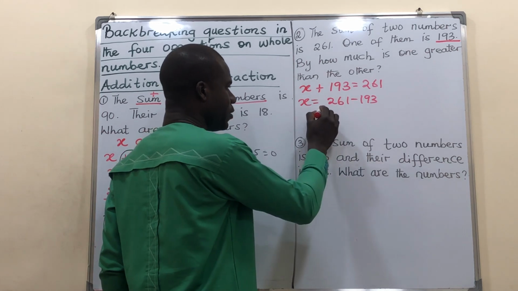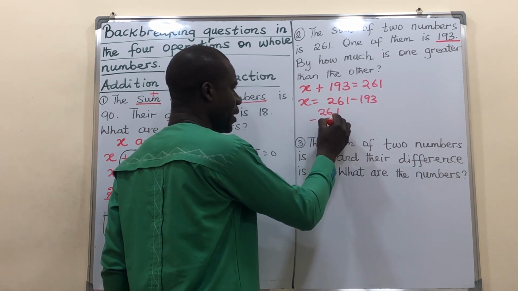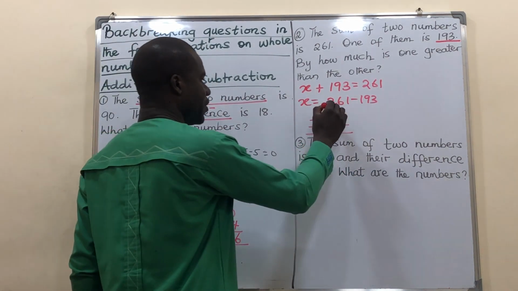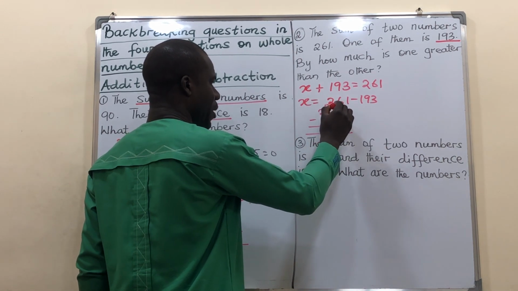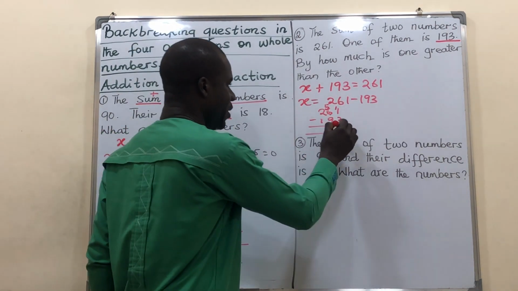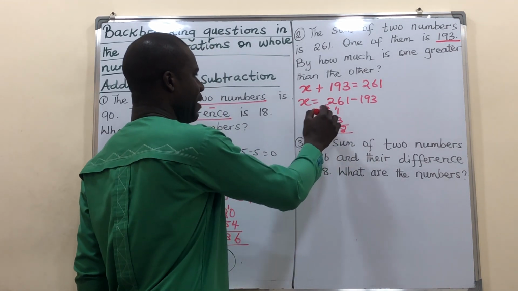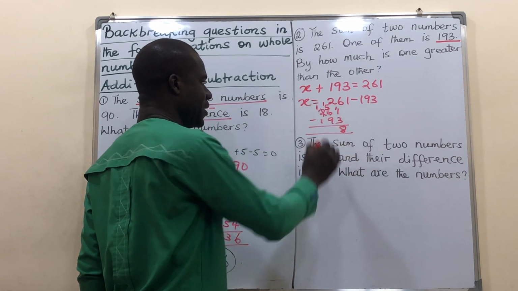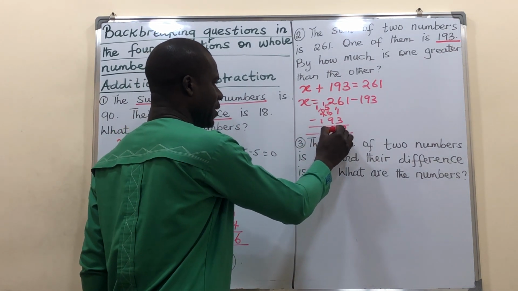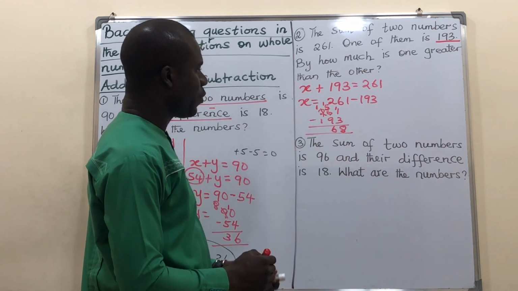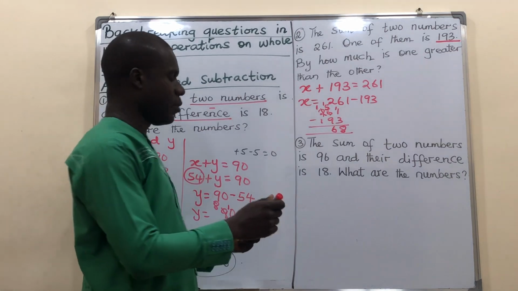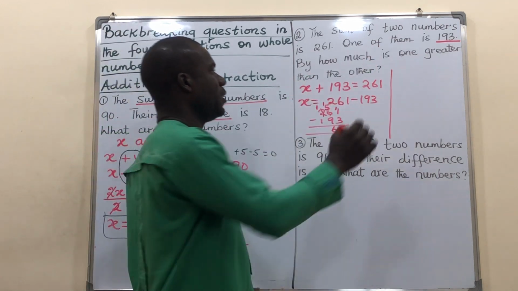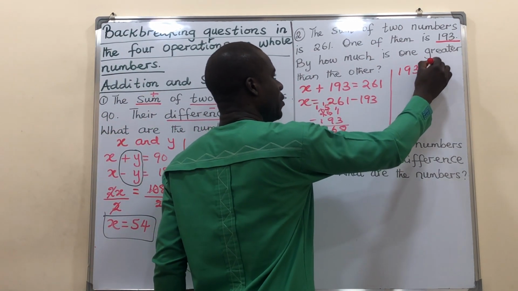Okay, let's do the subtraction. 261 minus 193. 1 minus 3 is not possible. So I'm going to borrow 1 from 6. 6 becomes 5 now. Put the 1 here, 11. 11 minus 3 will give me 8. 5 minus 9 is not possible. So I'm going to borrow 1 from 2. 2 will now be 1. Put it here, it's 15 now, right? 15 minus 9 is 6. 1 minus 1 is 0. So I've gotten the other number. I've gotten the number as 68. So I have my two numbers. The first one is 193 and the second is 68.